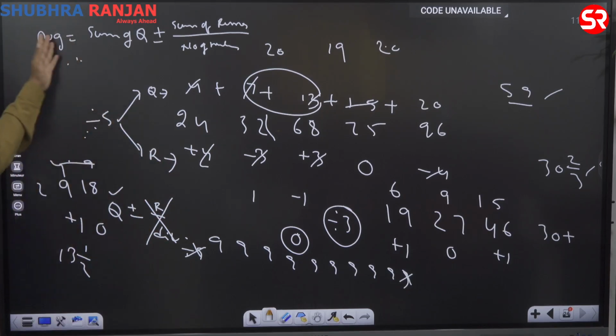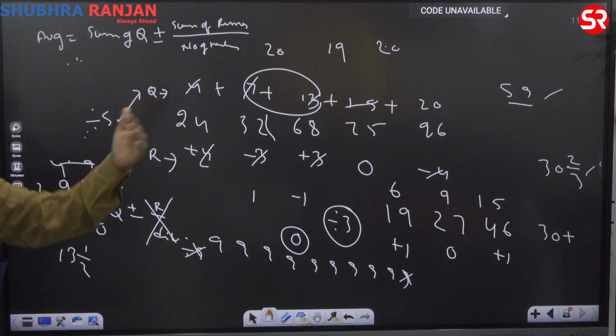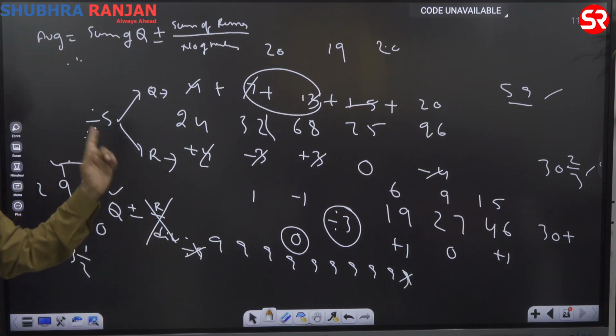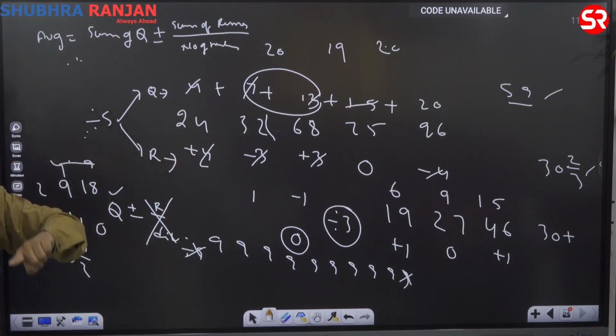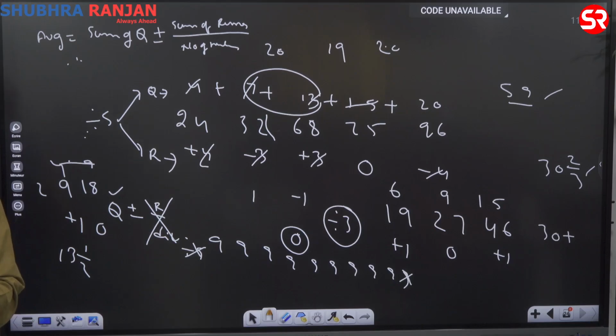You know average equals sum of the numbers by number of numbers. But if there is consecutiveness, consider the middle one. If there is no consecutiveness, then if there is a possibility, adjust it. If there is no possibility, then go for the division rule. Understand? Any questions?